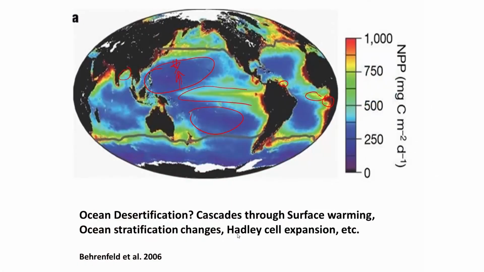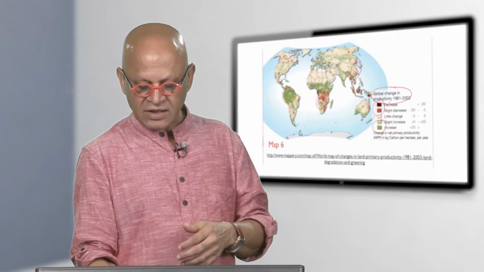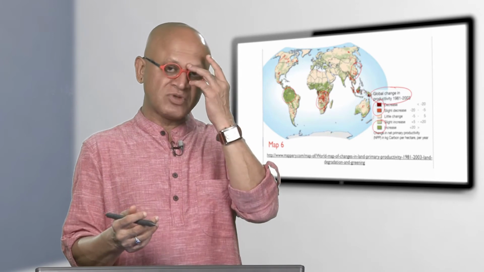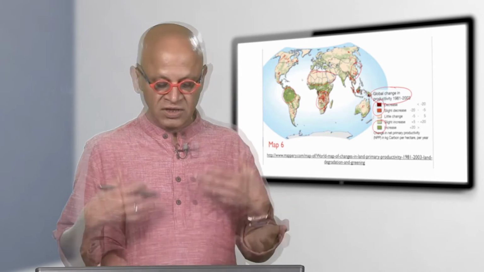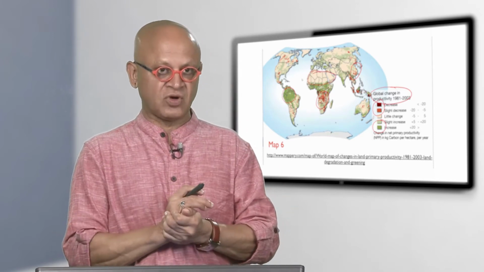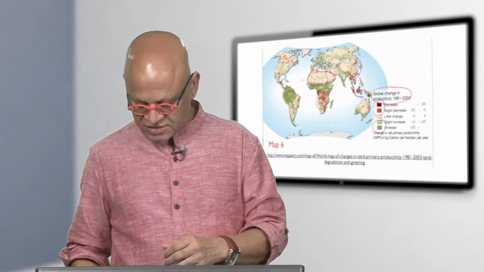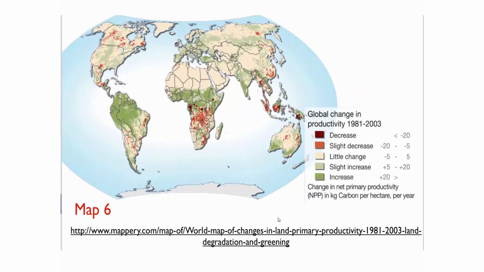So, that is kind of consistent with what the Hadley cell is doing in the atmosphere and expanding the deserts, and how the stratification is changing because of the surface warming and how the nutrient mixing is changing and so on. So, there are impacts on land which is shown here. So, this is the global change in productivity on land. Wherever there are these colors, there are decreases or slight decreases.